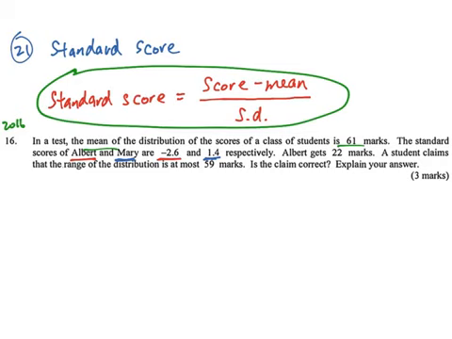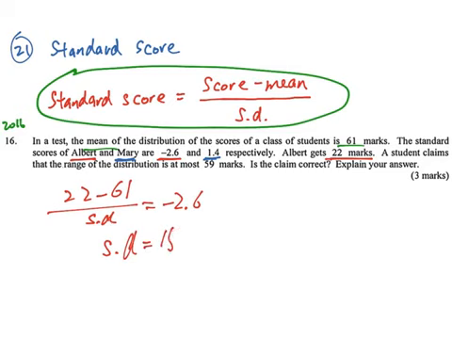Now Albert gets 22 marks. The question asks, the range is at most 59 marks. Is it correct or not? In this question, we don't know the SD, so we will start from Albert. Albert has 22 marks, and the mean of this class is 61. So minus the mean, divided by the SD, which we don't know, equals -2.6. So we can get the SD is 15.